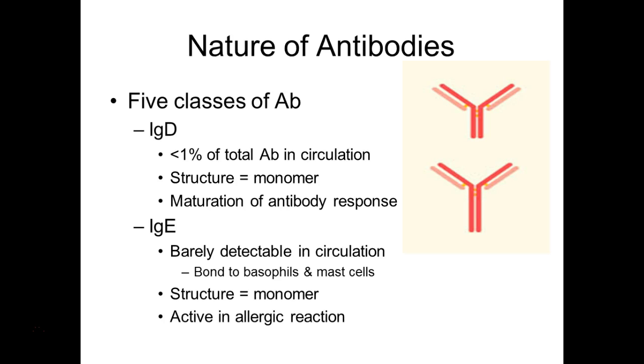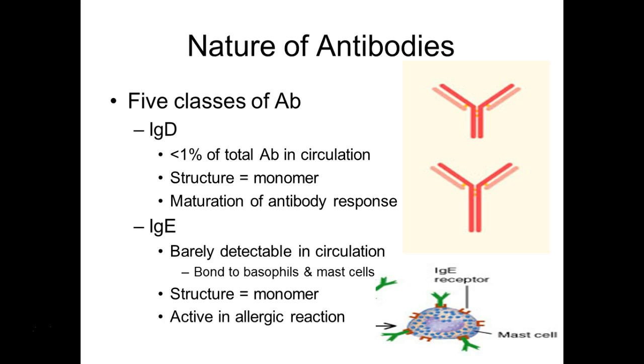And then you have IgE, and this one, too, very little in your circulation because it doesn't really play a role in your blood. It plays a role in other areas of your body. And so it can bind to basophils and mast cells. Right? Both of these have similar granules. The difference is basophils are in your blood. Mast cells congregate in your tissues.